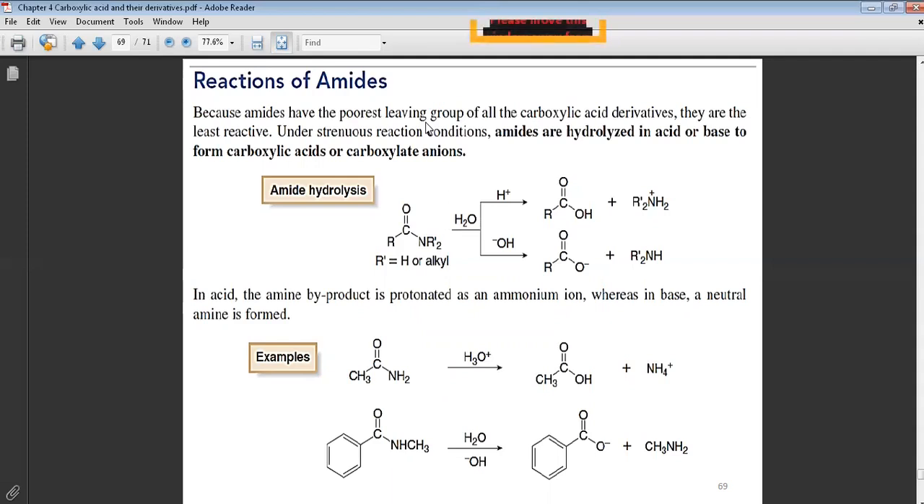Under the reaction conditions, amides are hydrolyzed. In the hydrolysis of amide, in acid or base, the amide undergoes hydrolysis to give you, if you use acid, carboxylic acid, and if you use base, carboxylate anion, and ammonia as a side product. Look, it is like ester. Ester can be hydrolyzed to give you carboxylic acid or carboxylate and alcohol as a side product. Here, no alcohol side product.